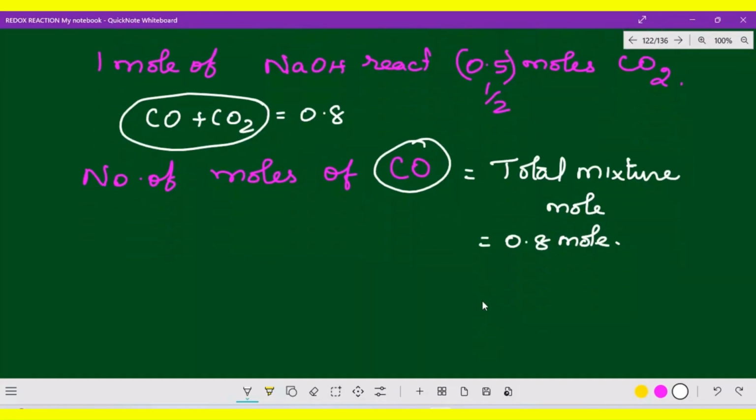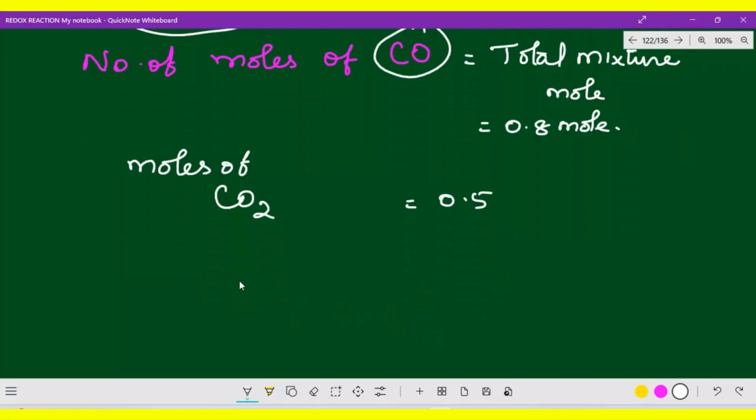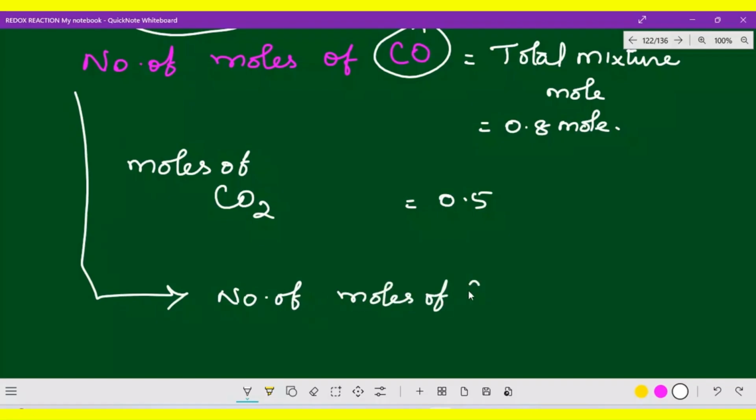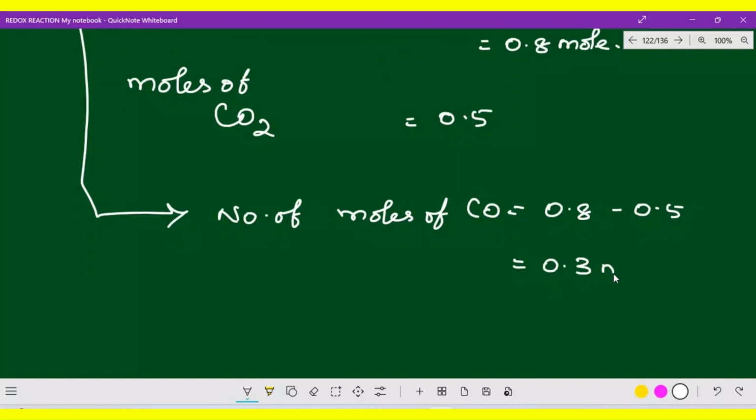In that, how much carbon dioxide? The moles of carbon dioxide is 0.5. So then the number of moles of carbon monoxide is 0.8 minus 0.5. So you will get how much? 0.3 mole. So 0.3 moles means how much mole is required? Required for what? It is sodium hydroxide. That is the question.